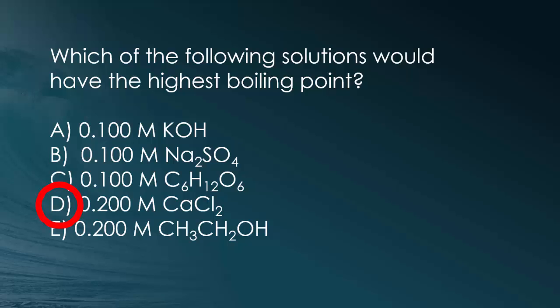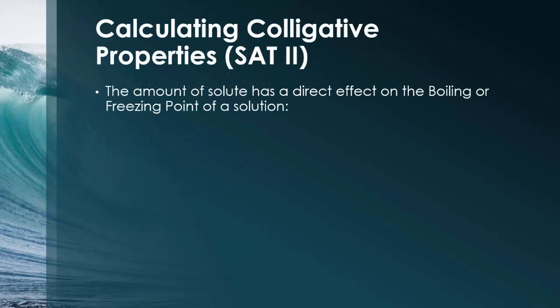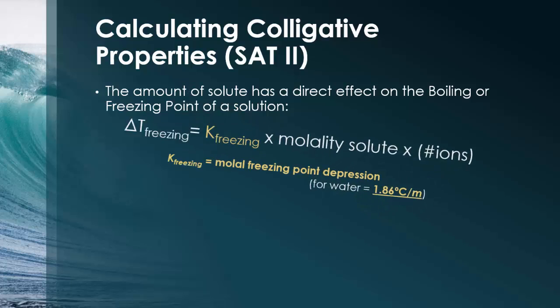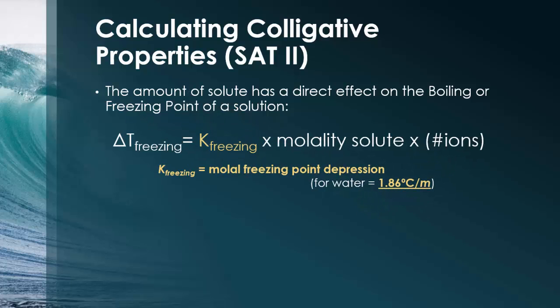Yep. Stronger solution. So now let's talk about how we actually solve these colligative properties. This is for the SAT 2 course and for the Regents kids that want that extra challenge. The amount of solute, the amount of substance you put into your water, has a direct effect on the boiling or freezing point of a solution. This is a formula you need to write down. Delta T, or the change in temperature for the freezing point, is equal to the constant for freezing times the molality of your solute times the number of ions. Your constant for freezing, which is called the molal freezing point depression, specifically for water, is 1.86 degrees Celsius per molal.